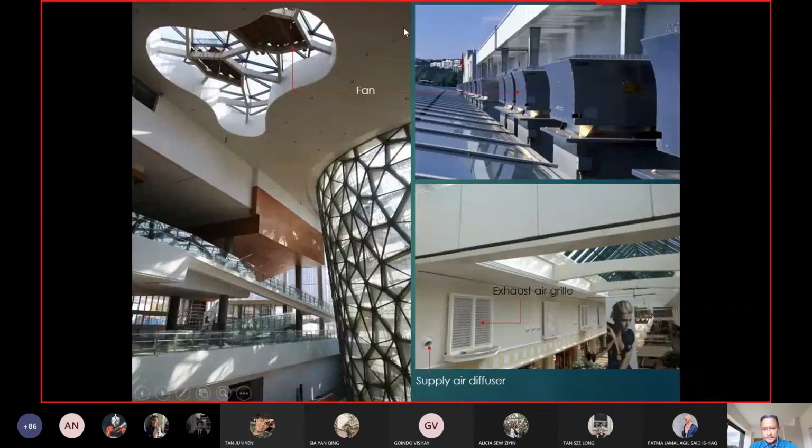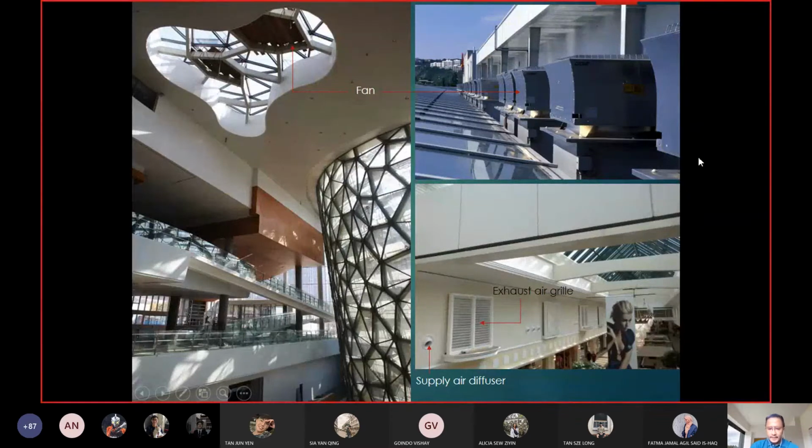Another view, this is a different building. Sometimes the exhaust fan is placed just next to the atrium. I believe on the left side is the glass roof, the skylight for the atrium, and next to the atrium, inside the atrium, there are some grills, openings. The exhaust air grill on the side. So when fire happens, the fan will be turned on, and it will extract all the smoke to the outside.